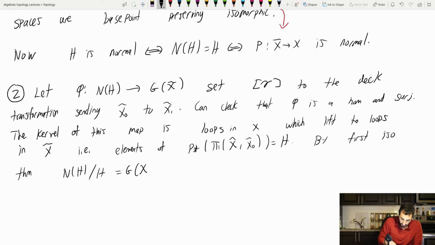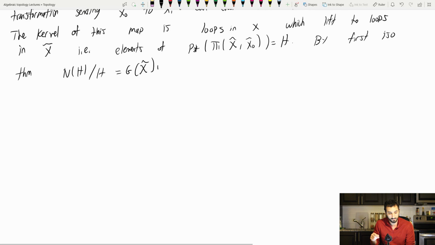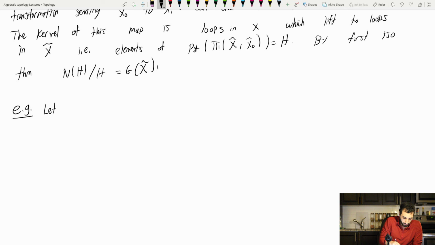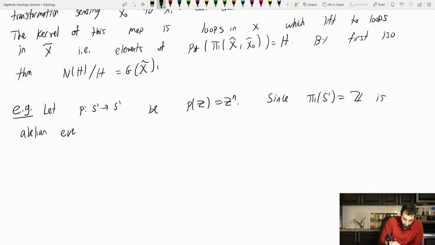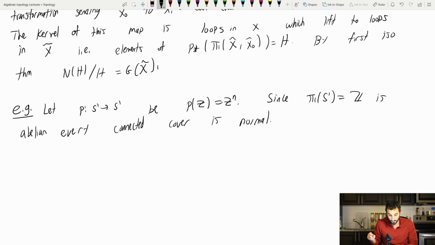So let's finish today's class with an example of all of this in motion. Small example, and then we'll wrap it up. So let P from S1 to S1 be this covering map from before. Now, I asserted before that the group of deck transformations was isomorphic to Z mod N. Here's why. Since pi 1 of S1, this is Z, is abelian, every connected cover is normal. So every subgroup is normal because it's abelian. And by our theorem from before, every connected cover is normal.